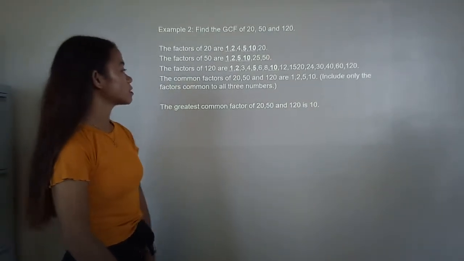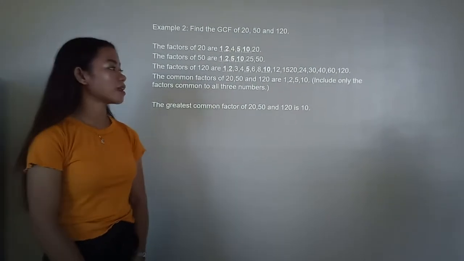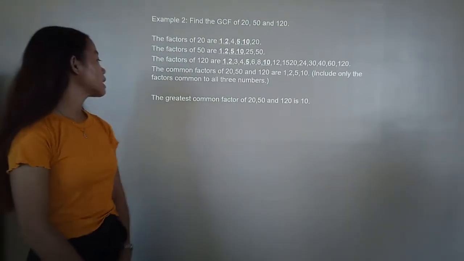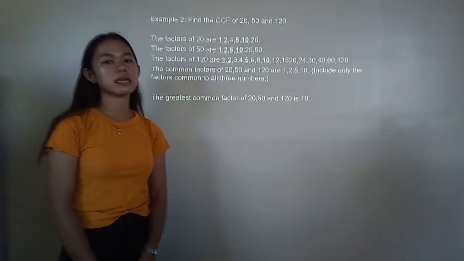The common factors of 20 and 50 are 1, 2, 5, 10. Include only the factors common to all three numbers. The greatest common factor of 20, 50, and 120 is 10.